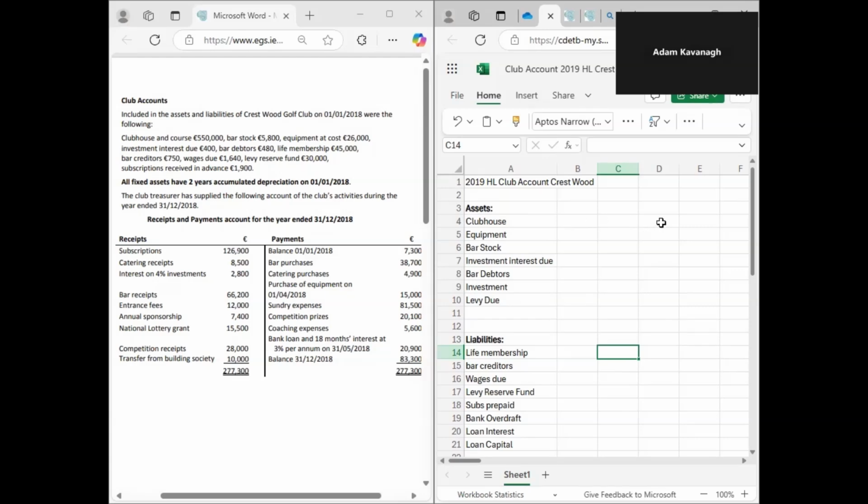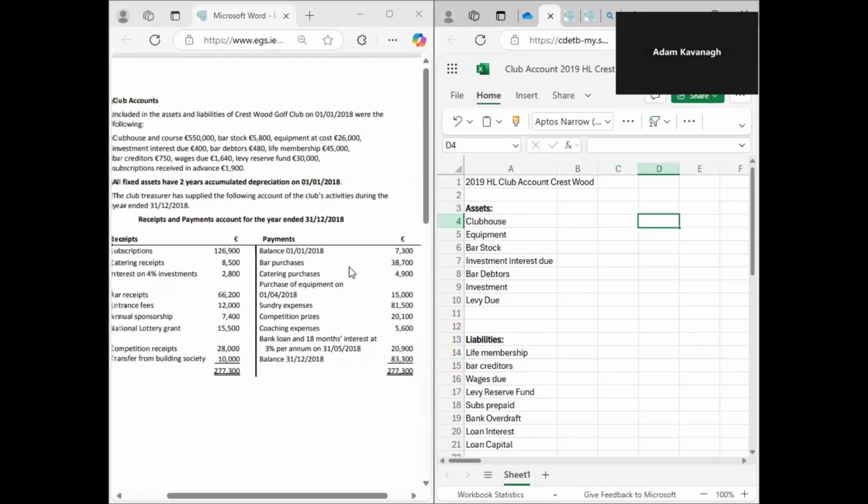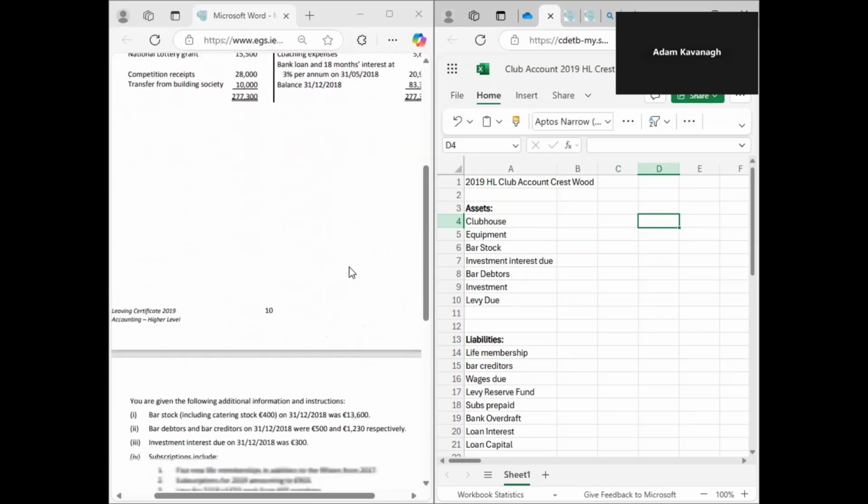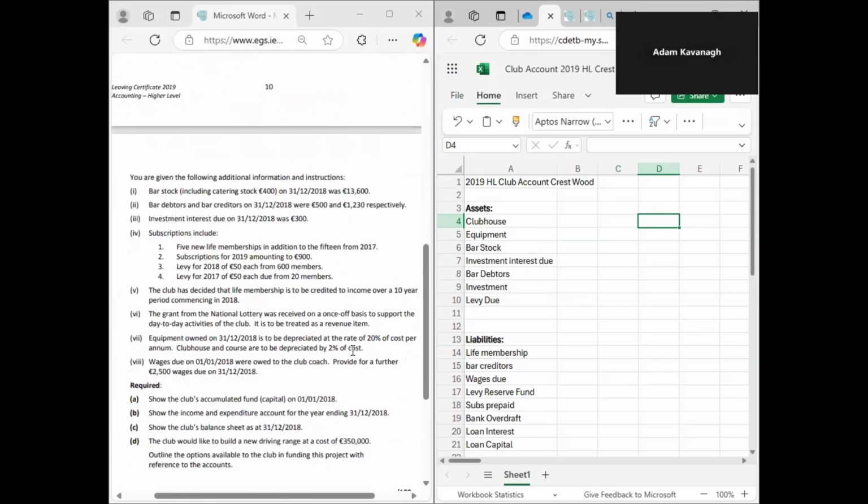So for the clubhouse, we have cost, which is 550,000, and it's 2 years depreciation at a rate of 2%, which says here in note number 7. So to figure out, we have 550,000 multiplied by 2%, or 0.02, multiplied by 2, and that's 22,000. So we need to do the cost, 550,000, minus 22,000. That gives you 528,000 for the net book value.